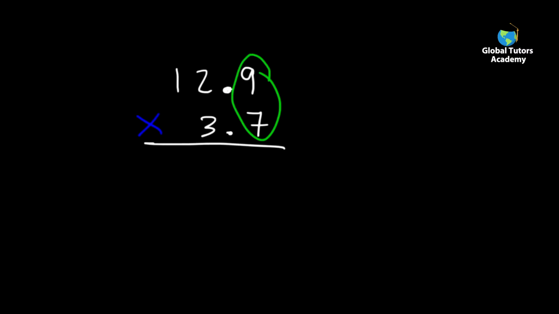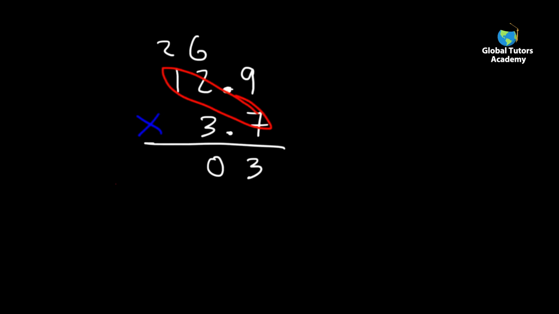Let's multiply 12.9 by 3.7. First, let's multiply 9 times 7. 9 times 7 is 63, so we're going to write the 3 and carry over the 6. Next, we multiply 2 times 7. 2 times 7 is 14 plus 6, that's going to be 20. So we're going to write the 0 and carry over the 2.